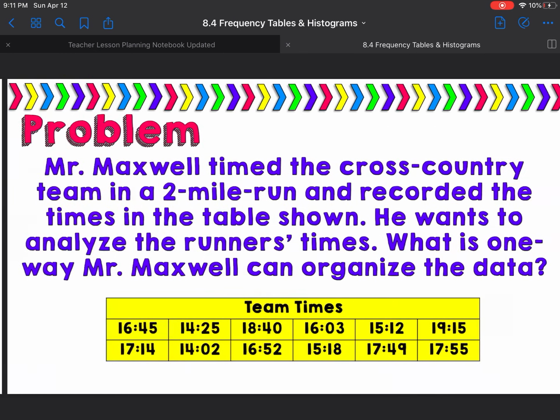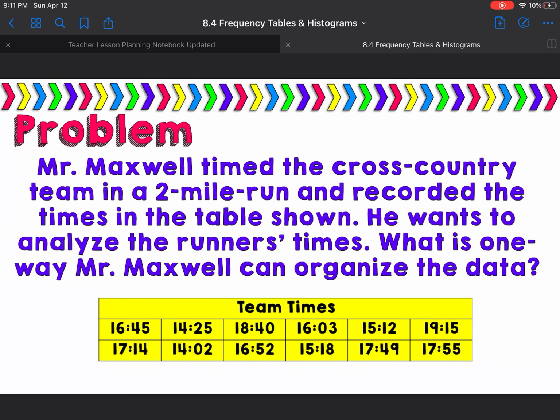Today we're going to talk about frequency tables and histograms. So let's go ahead and get started by looking at a problem. Here's the problem I'm going to solve first.